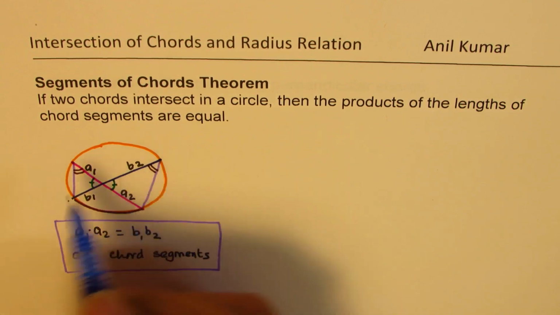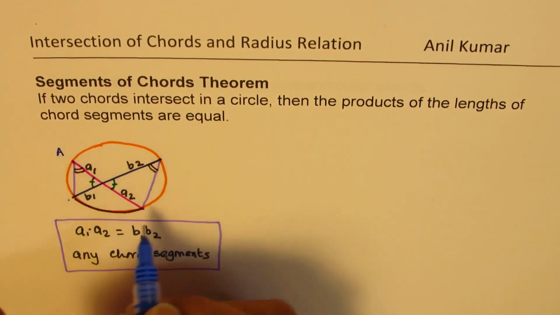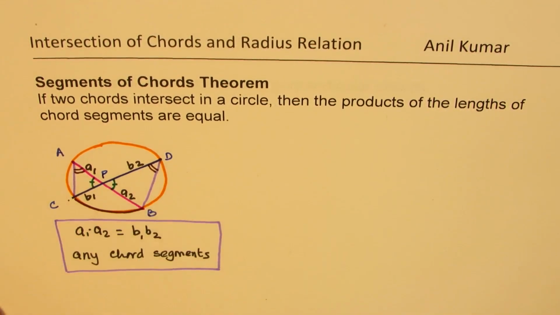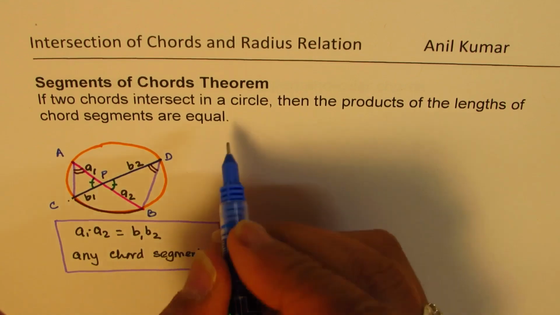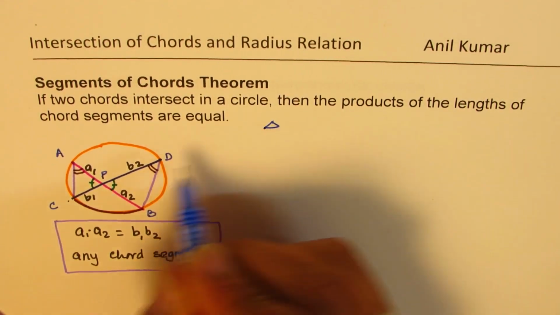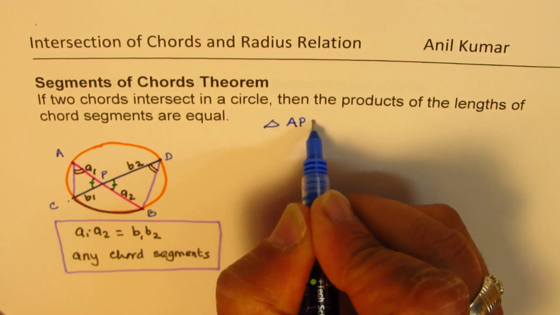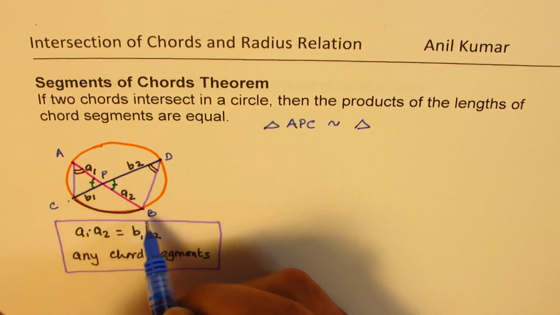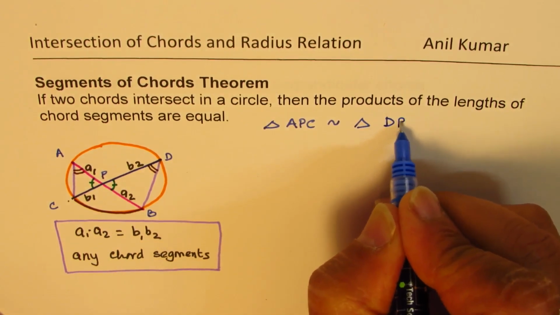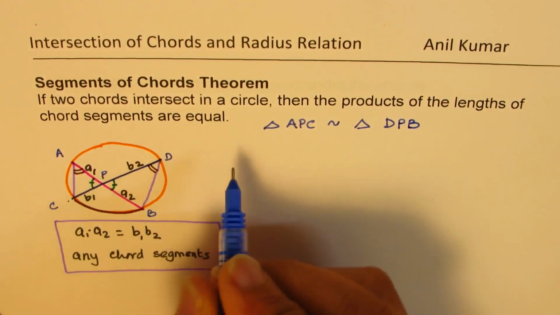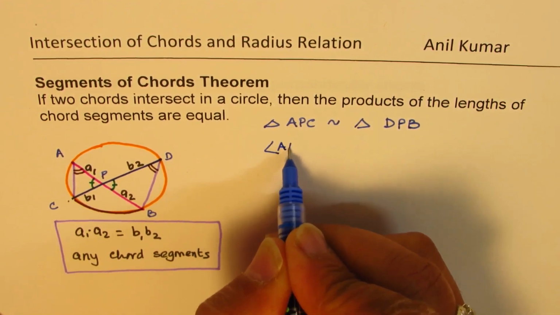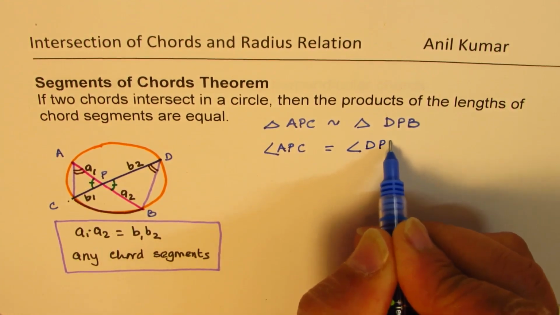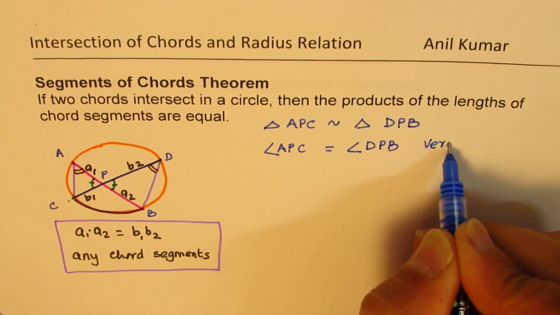Let's name them. Let's say we use A, B, C, D as we did earlier. Let's call this point P, okay? Now what we see here is that the triangle APC is similar to triangle DPB. Reason being that the angle APC is equal to angle DPB. This is the first thing. This is a vertically opposite angle, right?